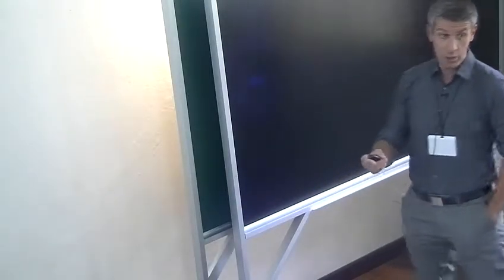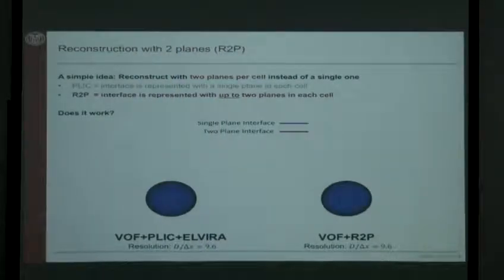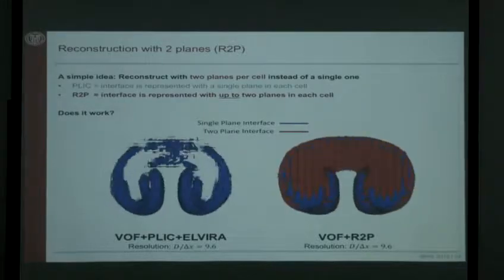And that doesn't mean we always use 2 planes. We can use up to 2. This method could still use a single plane. And I'm going to run a simulation of the same problem as on the left, but this time using this R2P reconstruction, where we have in blue cells that contain a single plane interface, and in red you'll see regions where we had to switch to a 2-plane representation. And that's how this looks.